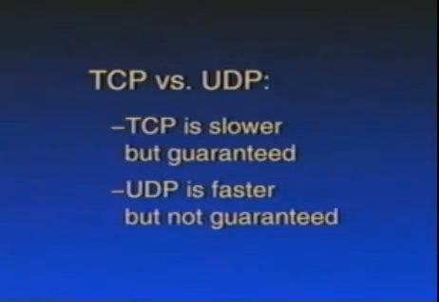Finally, when comparing TCP and UDP, we find TCP is slower, but arrival is guaranteed, whereas UDP is faster, but delivery is not guaranteed.